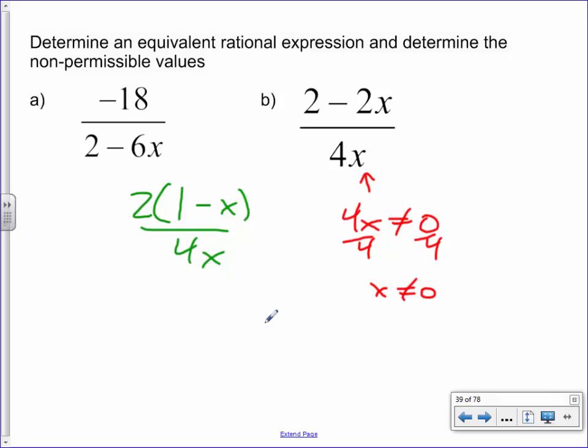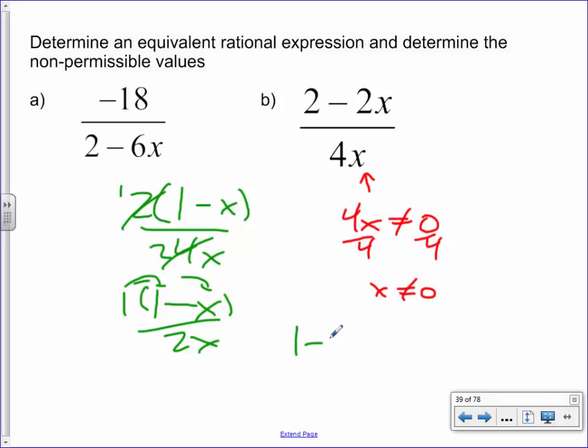What can I cancel though? Yeah, the 2 and the 4 can become a half. So your final answer is 1 minus x over 2x. You can take out, well, yeah, I guess you could do that. There's a 1 there, but then isn't that 1 just going to foil back into this little guy? Does that make sense? So if you're left with a 1, don't worry about it. If you're left with a 2 or a 3 or a 4, then refoil it back. So probably the way they'd put it on the diploma is that they'd make it look like this, 1 minus x over 2x.